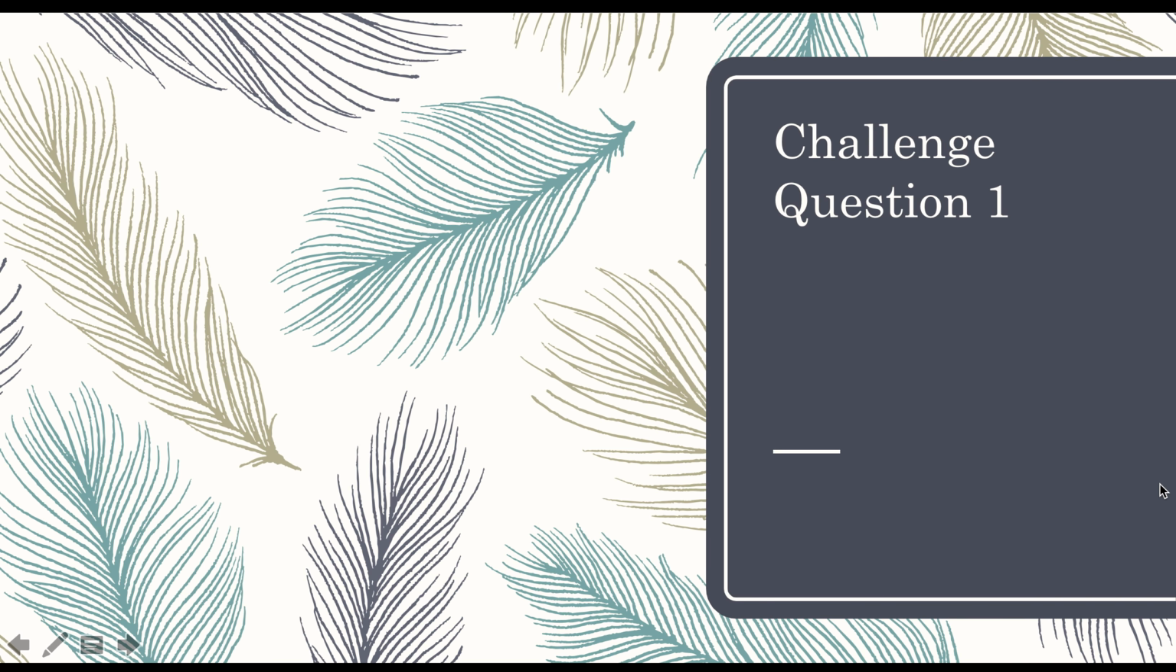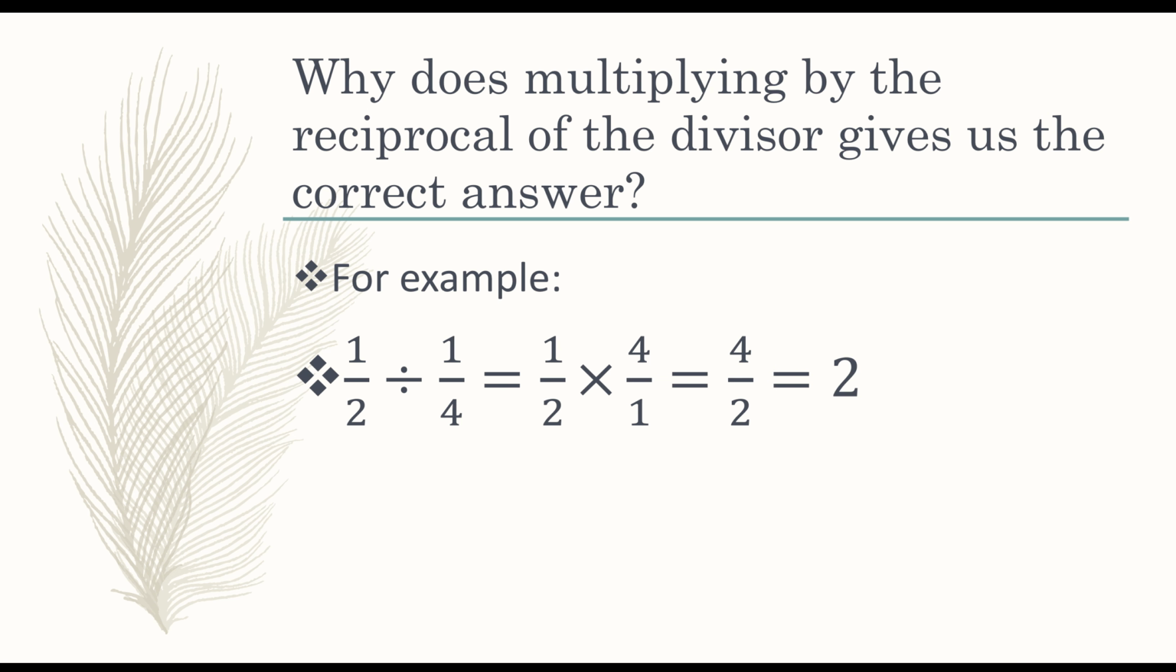Okay, this is challenge question 1. Why does multiplying by the reciprocal of the divisor give us the correct answer? For example, 1/2 divided by 1/4 equals 1/2 times the reciprocal of 1/4, which is 4/1, equals 4/2. And we simplify that and it gives us 2.